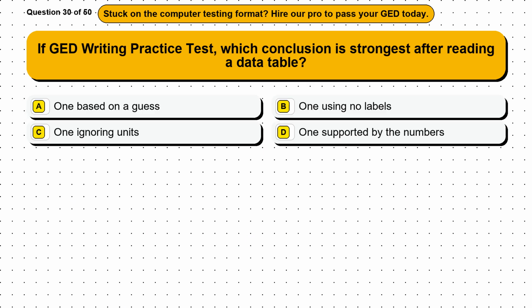Question 30. If GED Writing Practice Test, which conclusion is strongest after reading a data table? Option A, one based on a guess. Option B, one using no labels. Option C, one ignoring units. Option D, one supported by the numbers.